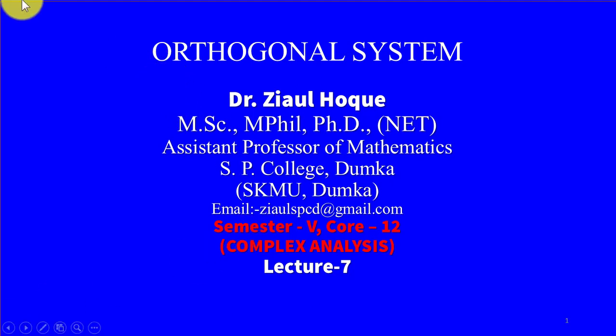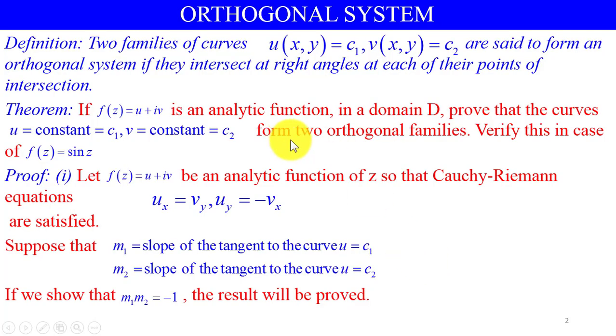We are going to learn about orthogonal system in complex analysis. This is lecture number 7. Orthogonal system. Two families of curves u(x,y) = c1, v(x,y) = c2 are said to form an orthogonal system if they intersect at right angles at each of their points of intersection.